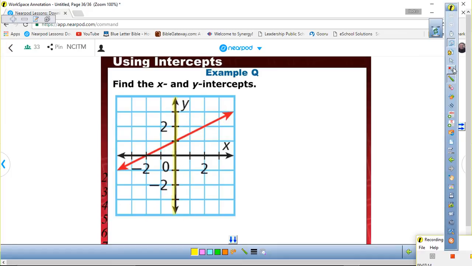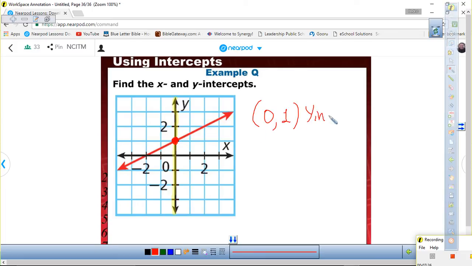And does everybody see where that line crosses the Y-axis? Yes, I'm going to place my point. I'm going to use red. And that point has a coordinate, 0 of X, 1 of Y, and that is known as the Y-intercept.